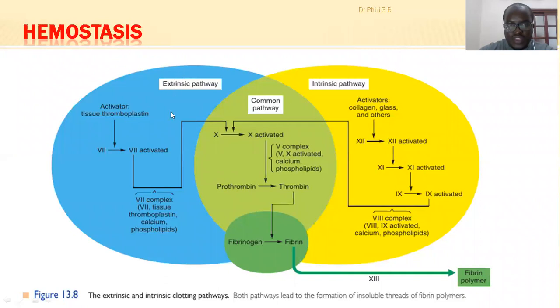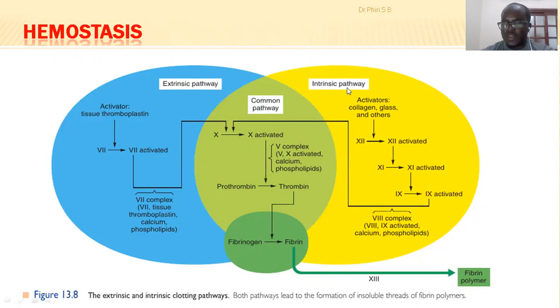You have the extrinsic, which is the shorter pathway. Then you have the intrinsic, which is the longer pathway. Then you have the common pathway at the center, which is common to both extrinsic and intrinsic. And the factors that are involved, the clotting factors that are involved. So let's start with the intrinsic pathway.